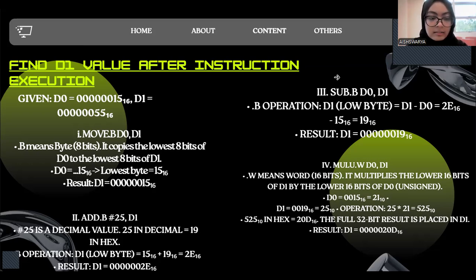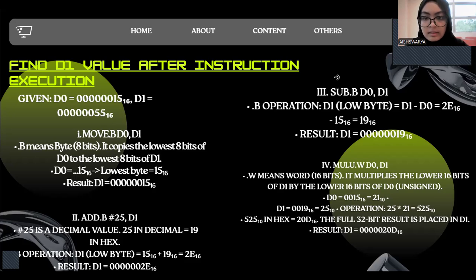Second is ADD.B #25, D1. #25 is a decimal value, 25 in decimal is 19 in hex. B operation, D1 low byte 15 plus 19 equals 2E. The result is D1 equals 0000002E.